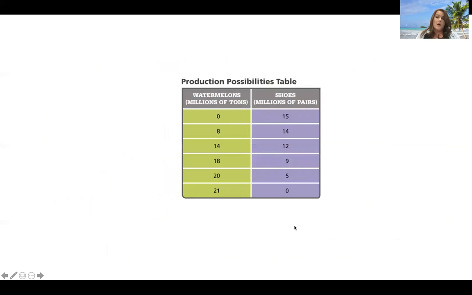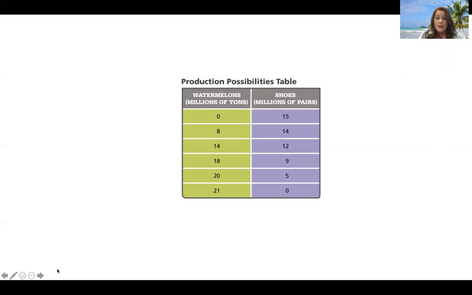Now, our next one, you may see a table like this. This is a production possibility table. You should be able to draw a curve with all these XY coordinates, okay? But if I was to ask you to look at this graph and say, why can't they produce any shoes when they're growing 21 million tons of watermelons? Why can't they? Well, let's look right here, okay?